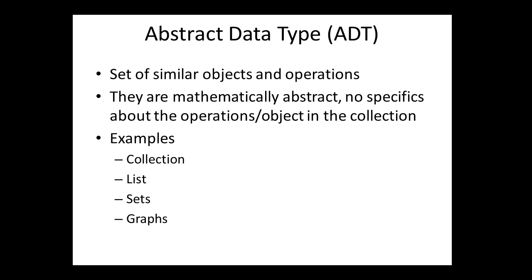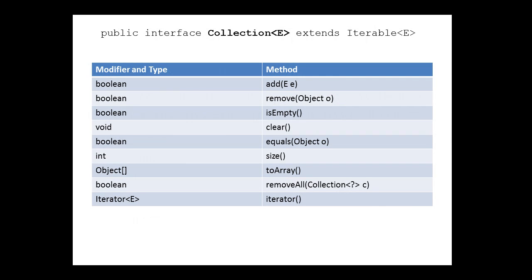That will give you a lot of options to work with these objects and define your own operations for them. Examples can be collection, list, sets, graphs. Public interface Collection extends Iterable. As you can see, a collection is an interface and it extends the interface Iterable. Collection has a bunch of methods, of which the most important ones are listed here. There are a lot more to this list, but these are the most important ones.